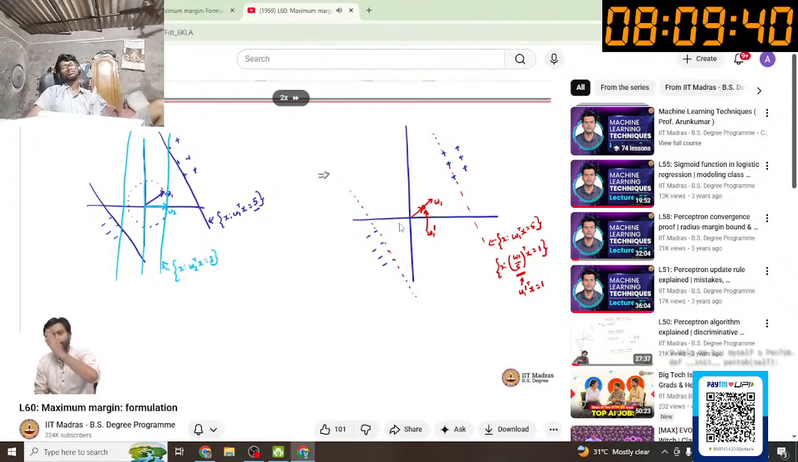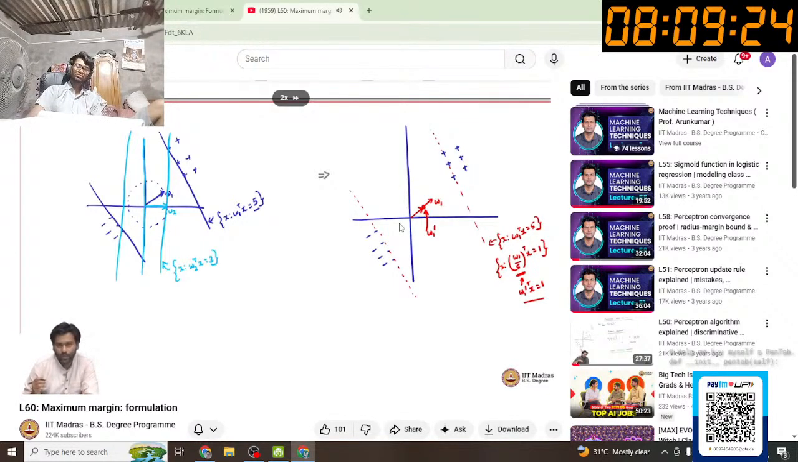Right? Which means that the moment I find a direction which separates my positives from the negatives, I can scale the direction correspondingly such that I can push the lines parallel to the line passing through origin as much as possible, such that it fits the data points on either side. I can always scale my W such that these lines satisfy the equation that W transpose X equals 1 and on the other side W transpose X equals minus 1.